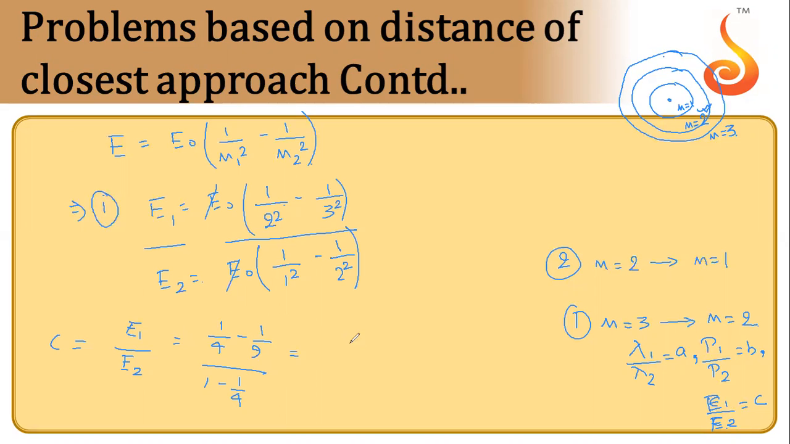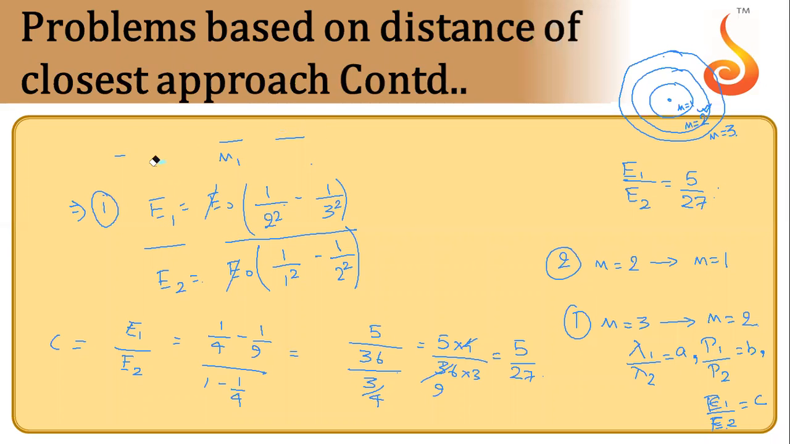So that will be 5 by 36 divided by 3 by 4. That will be 5 into 4 divided by 36 into 3. Cancelling 4 with 36 gives 9, so our answer will be 5 by 27. So our ratio of energies E1 by E2 is coming as 5 by 27. Next, we need to calculate the relationship between the momentum of the photons.